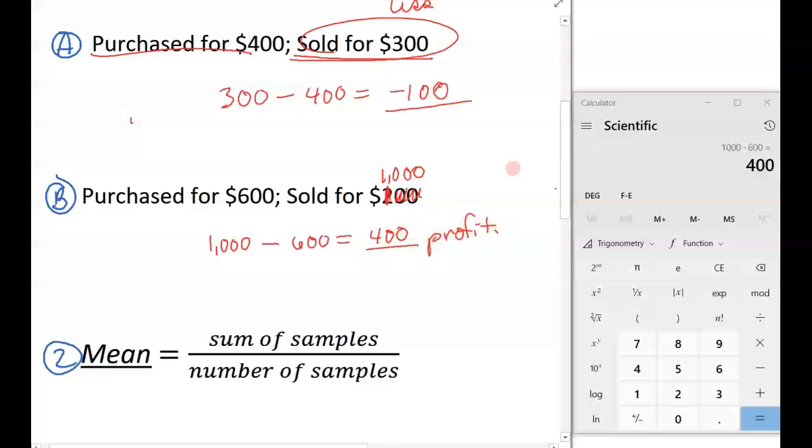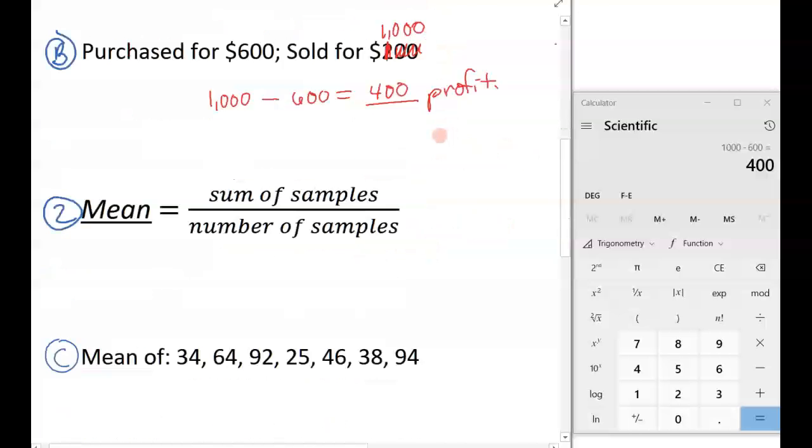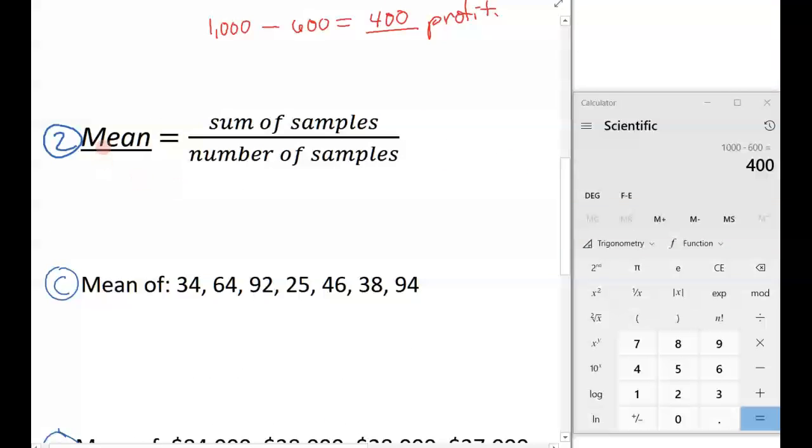That's simple. All right, then we're going to look at calculating a mean. So a mean, or we've also heard this described as just a general average, is the sum of my samples, meaning I'm going to add each of my values divided by the number of my samples. So I'm going to count my samples and divide by that number.